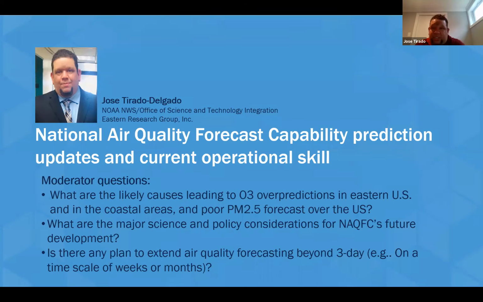We are finally going to extend our prediction to 72 hours from 48 hours at the request of the air quality forecasters. We are going to update our fire emission scheme, the global biomass burning emissions, using the global biomass burning emission product extended. And we are also going to upgrade our lateral boundary conditions using the newly implemented global ensemble forecast system.